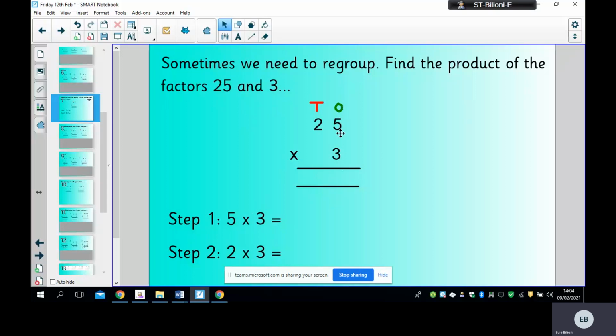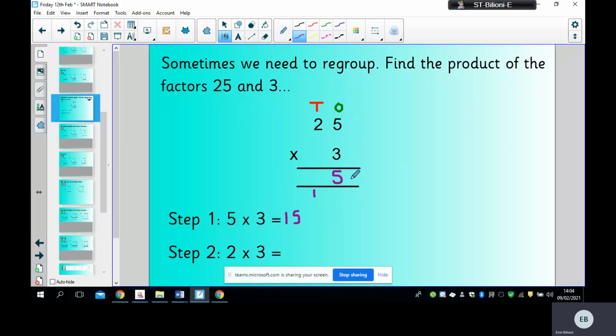So step 1, we're going to look in our ones column, is to times 5 and 3 together. So 5 times 3 is 15. I know that from my times tables. With 15, I'm going to put my 5 under my ones, and I'm going to put the 1 here, and we'll come back to that in a minute. So that's how I'm going to set up my 15.